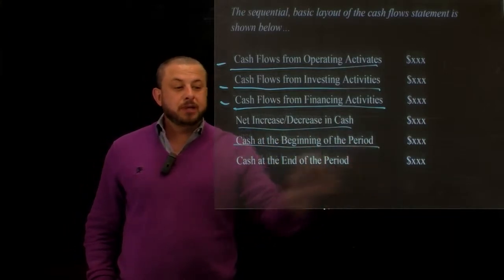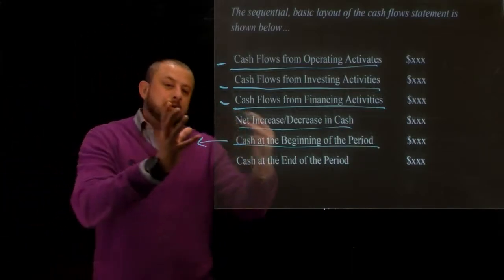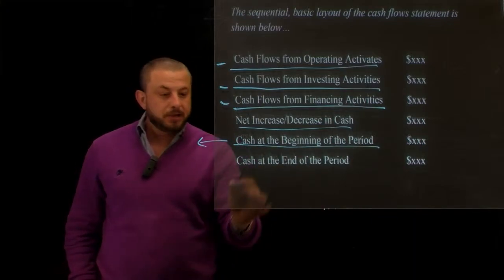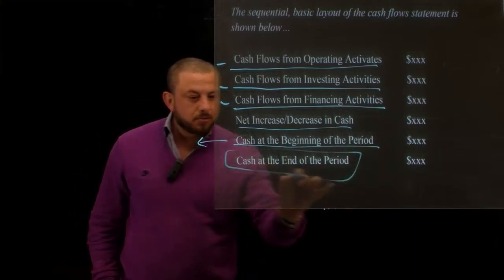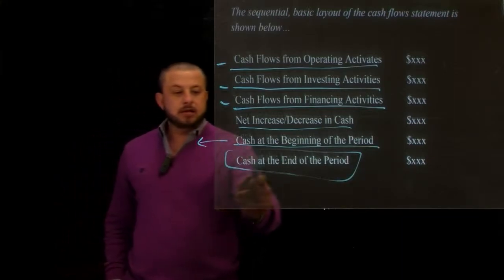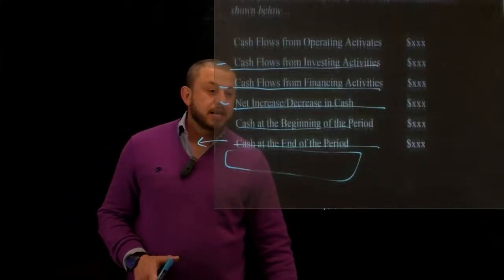Cash at the beginning of the period comes from the prior period. The cash at the end of the prior period becomes the cash at the beginning of this year. And the ultimate objective of the cash flow statement is to calculate the cash at the end of the period. Therefore, it is the cash on hand.